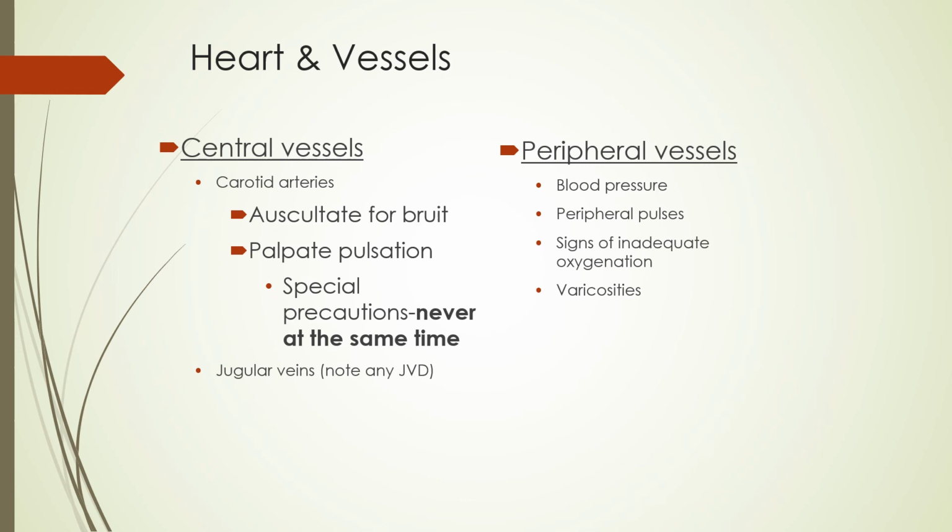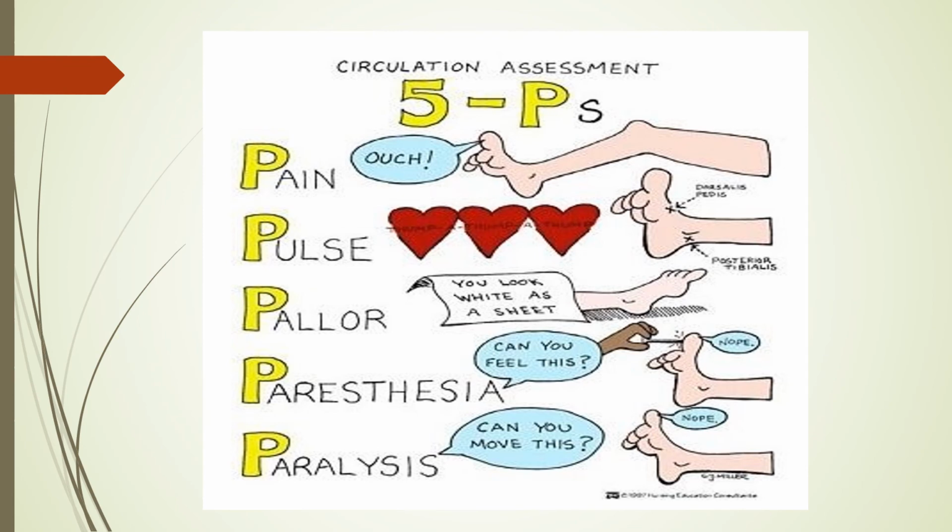The peripheral vessels, we will look at the blood pressure. We will look at the pulses. Okay? These are also the 5 P's for a circulation assessment. So we see if the patient is able to feel pain, if they have pulses, if they have pallor or they're white, don't have any color at all, if they're able to feel, and if they can move, paralysis. Okay? This is a good cartoon to help you to remember the circulation assessment. Can they feel? That means their perfusion. Okay? Do they have pulses? Pallor, should not be any pallor.